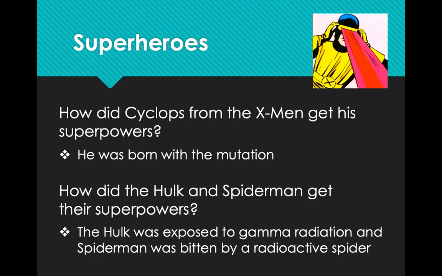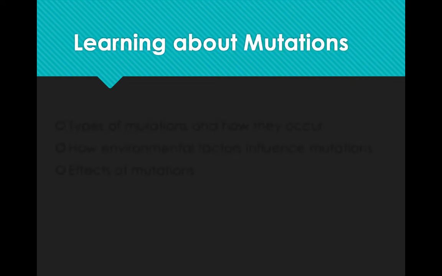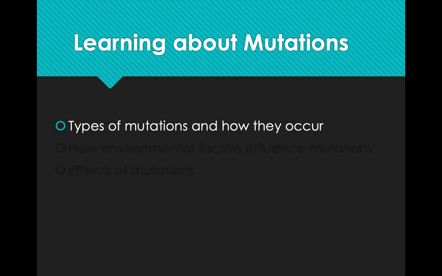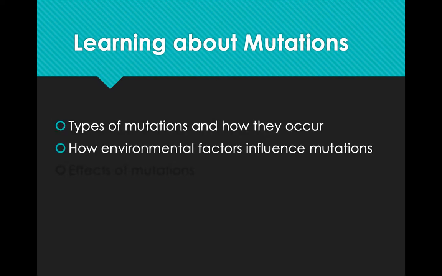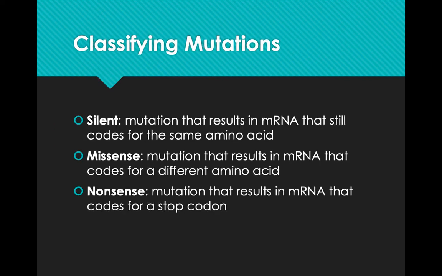In both of those cases, though, there were mutations to their DNA that caused different characteristics than, say, if they didn't have that exposure. So during this lesson, we'll talk about some different types of mutations. We'll mention a little bit about environmental factors that can influence those, and then also talk about their effects on protein synthesis.